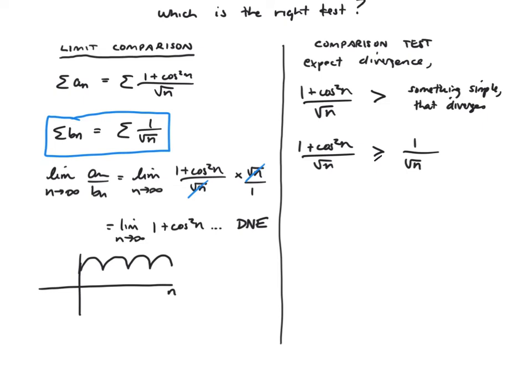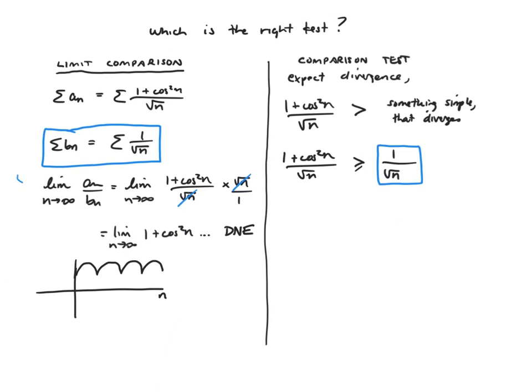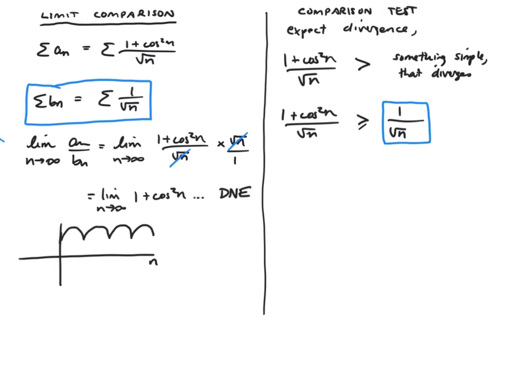The term over here on the right, 1 over the root of n, is the term in a p series with p equal to 1/2. And that series obviously diverges. We've talked about that up here in our intuition step. So we've got our divergent function, and we've got the a_n, which is larger than that. So we've got all the components for the comparison test to work.